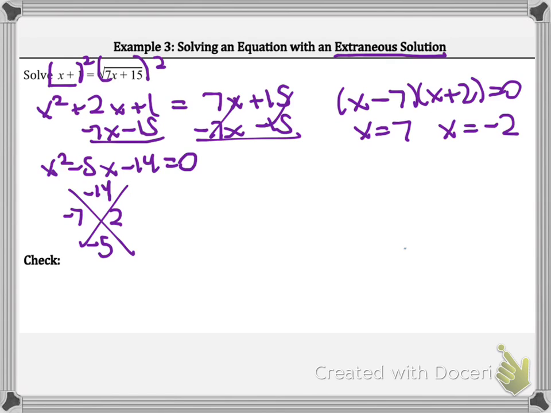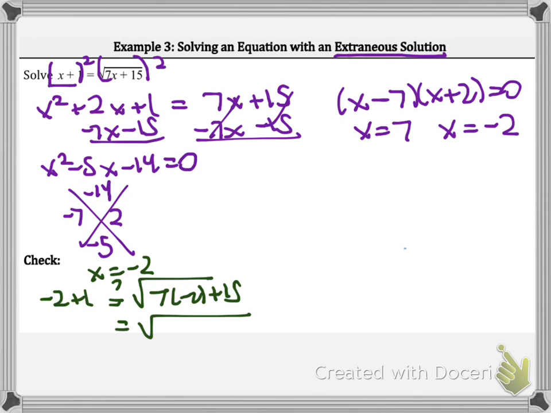So let's go ahead and check negative 2 first. When x equals negative 2, negative 2 plus 1, does that equal the square root of 7 times negative 2 plus 15? So this is the square root of negative 14 plus 15. Negative 1, does that equal the square root of negative 14 plus 15, which is the square root of 1, and that's just 1. And so negative 1 does not equal 1, so that is not one of our solutions.